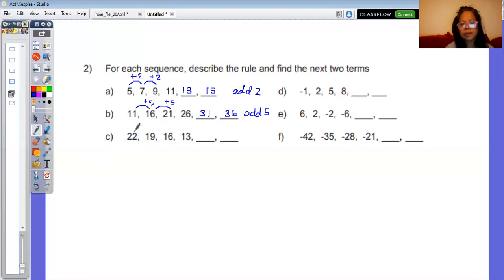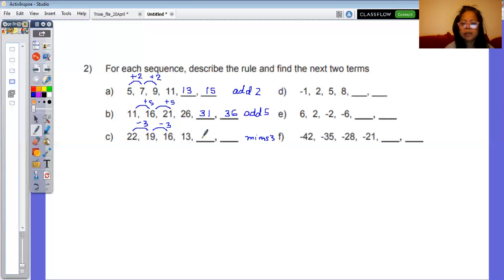Okay, next one. So from 22 to 19, it's not going up. It goes down by 3. So it's minus 3. Let's verify if the same thing happens in 19 to 16. Again, it goes down by 3. So again, minus 3. Okay, so the rule will be subtract 3 or minus 3 or take away 3. Yeah?